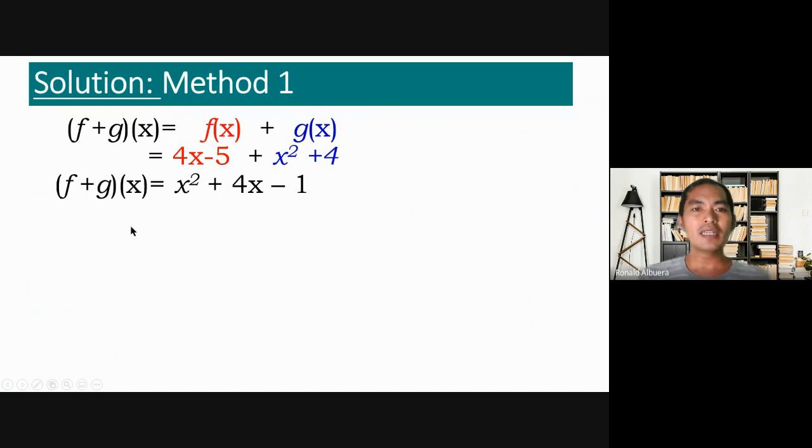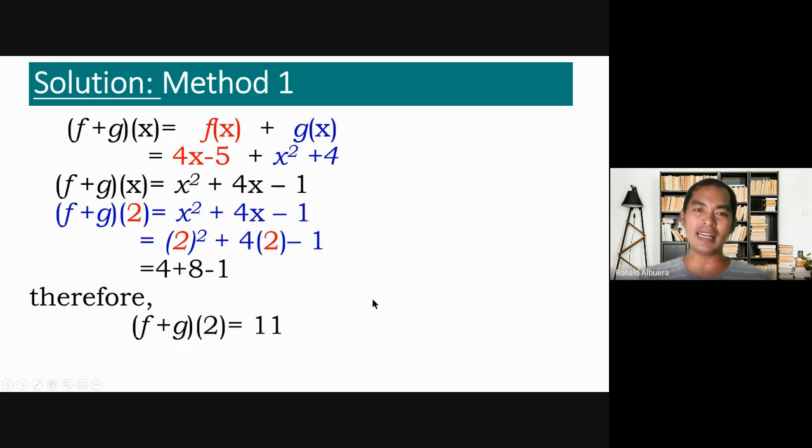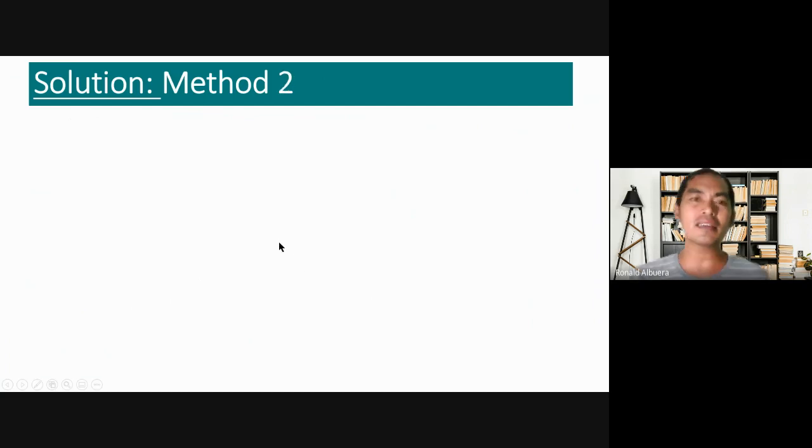Now, your next step is to evaluate this sum. So when x is 2, you replace x by 2. Okay? So you have 2 squared and then 4x is 4 times 2 minus 1. That's 2 squared is 4. 4 times 2, 8. And then negative 1. 8 plus 4 is 12. Minus 1 is 11.